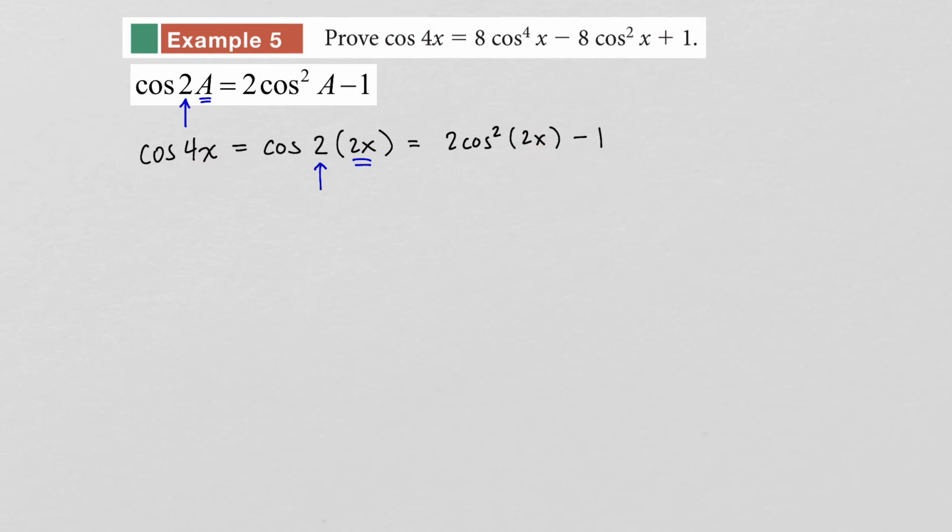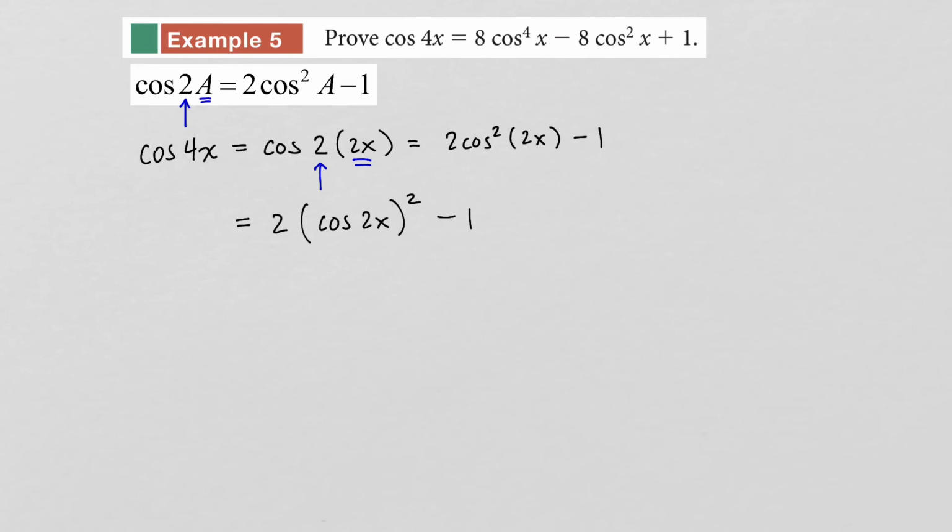All right, so now if we continue, I'm going to write this a little bit differently. We have 2 cosine squared of 2x. I'm going to express this as 2 times the quantity cosine of 2x squared. Now, I didn't do anything mathematical there. I just rewrote it a different way.